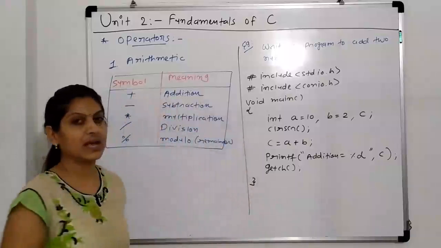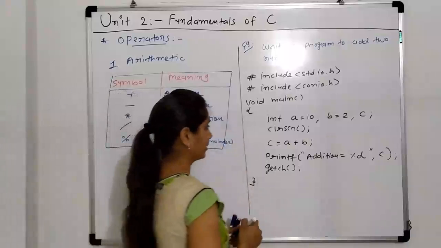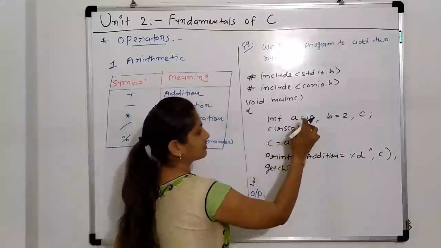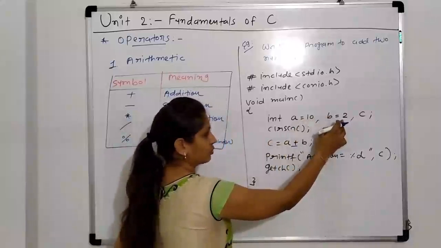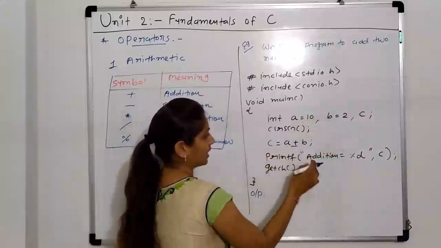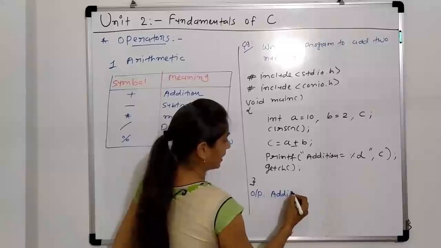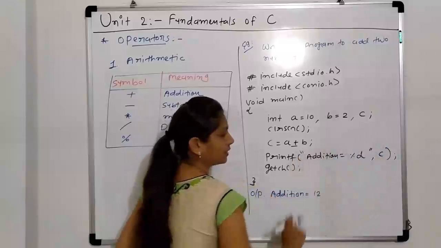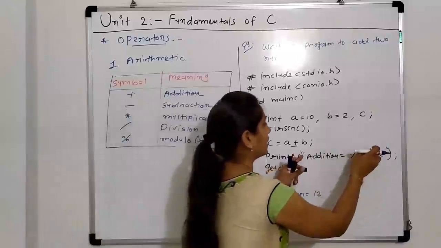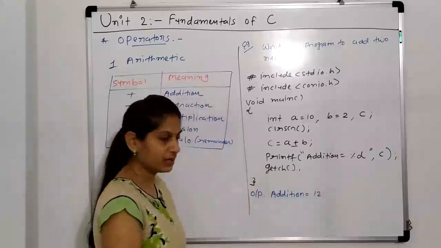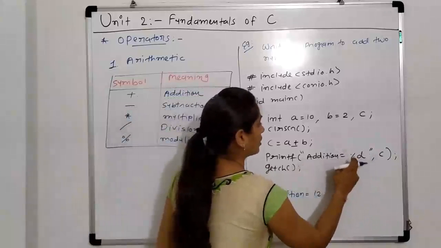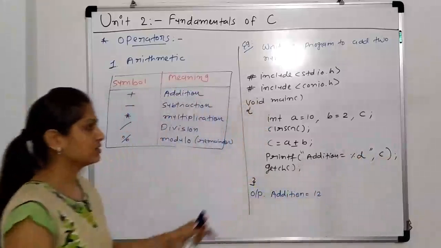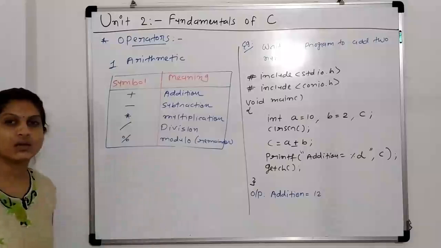Here we are using the arithmetic operator, here plus. What is the output of this program? First the values 10 and 2 will be stored. Calculate C, and the answer is addition equals 12. The printf statement indicates that whatever we write in double inverted commas will be printed. So here it prints addition equals, and in place of percentage d it puts the integer value of C, that is 12. So this is the example for arithmetic operators.